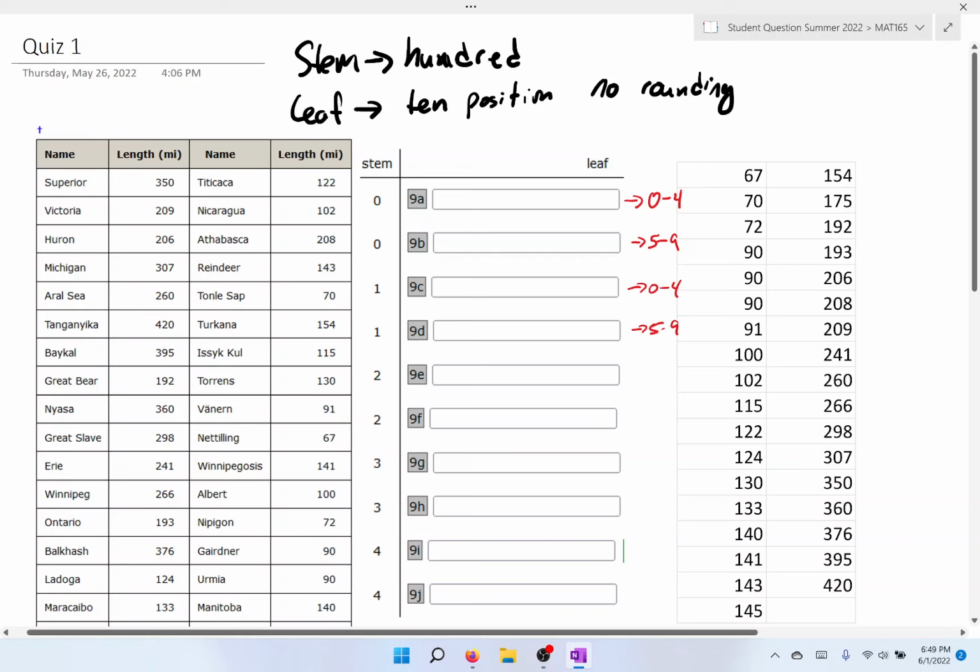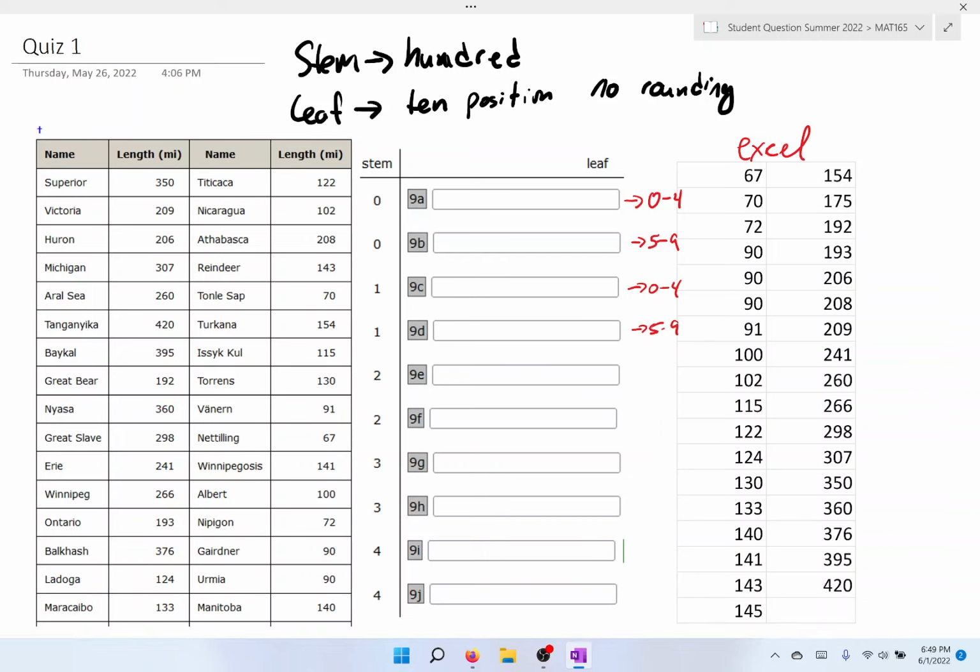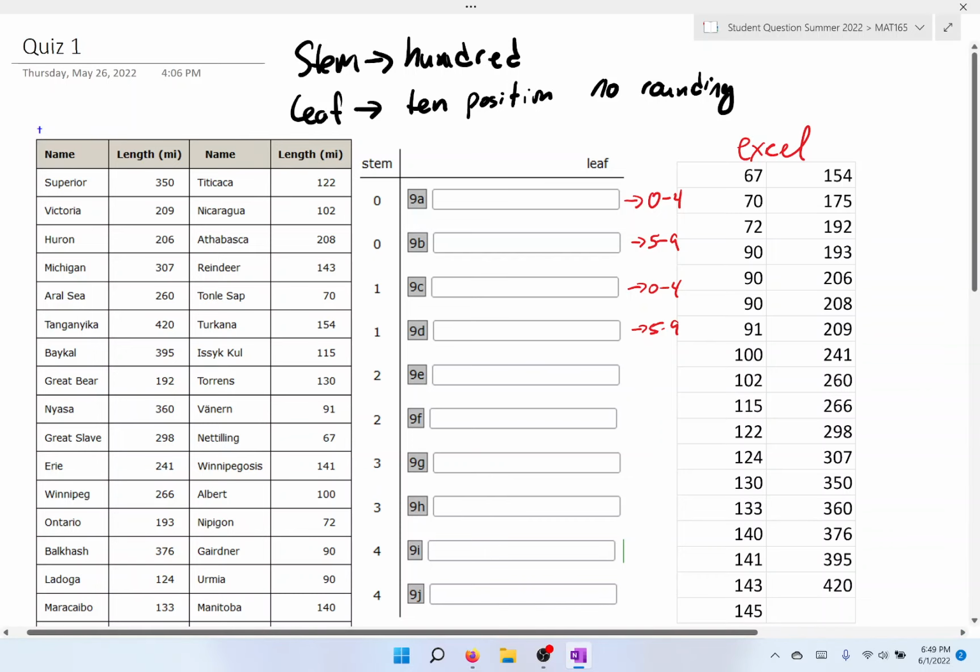So if you look on the right-hand side, I just used Excel over here. And what I did is I just typed in all the numbers and organized them. Okay? So for the first box, notice that of all the leaves between 0 and 4, there are none. So you would write none. However, let me write the zeros here out front so you know exactly what I'm talking about.